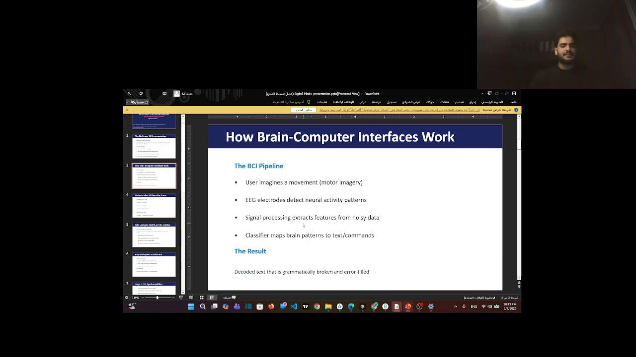The problem is that the final decoded text is often grammatically broken or contains wrong words. So the BCI may understand part of the user's intention, but the output is not always accurate enough for natural communication. This is exactly where language models can help.